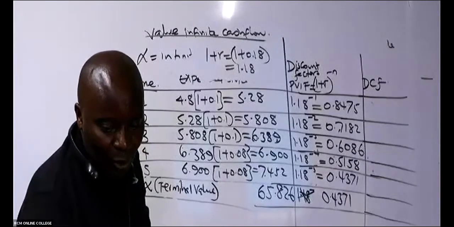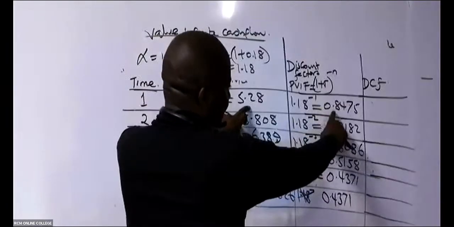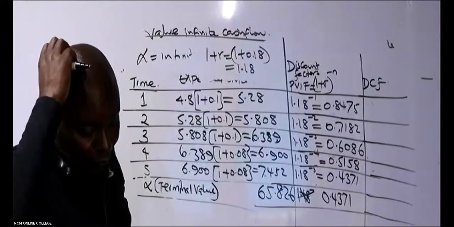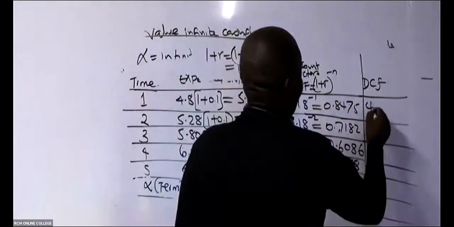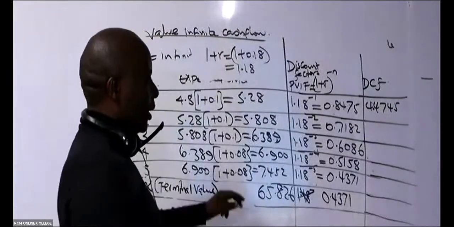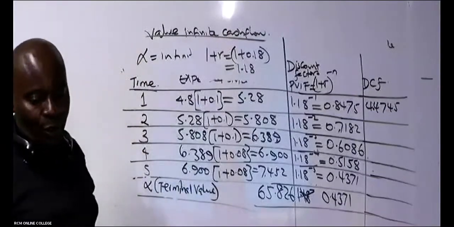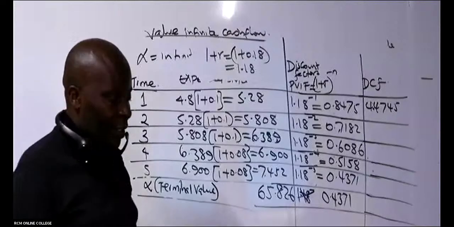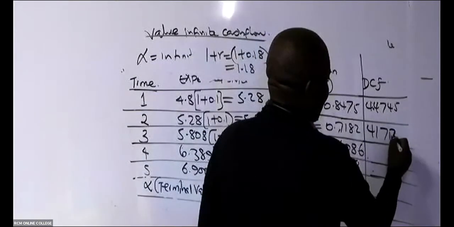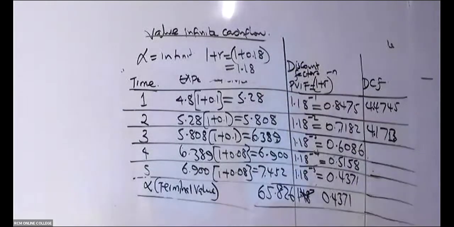All right, so now we are multiplying. The first one will be this multiplied by this discount factor, which somebody is giving me as 44,745 with a decimal there. Thank you so much. The second one will be 5808 times 0.7182, which is 41,713. Decimal there. Okay.